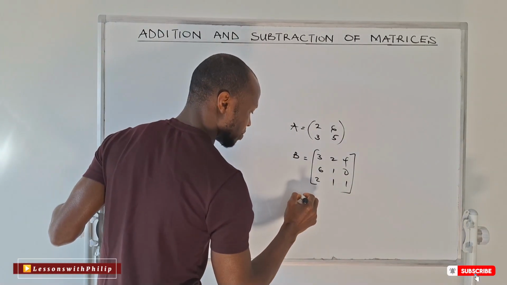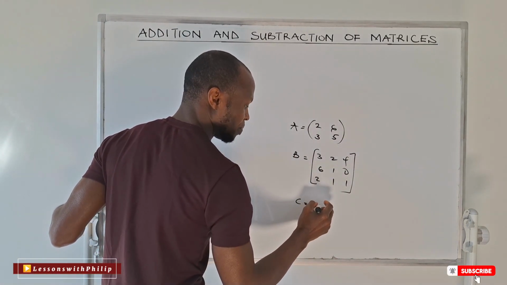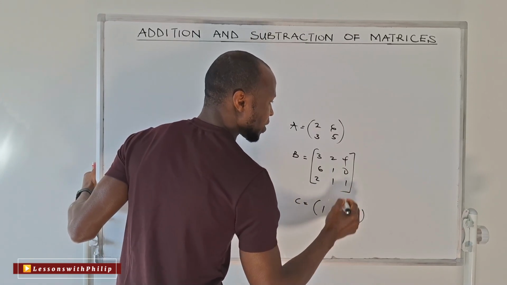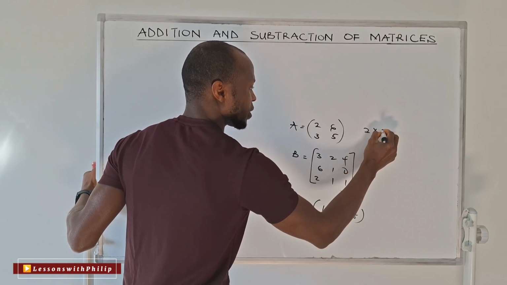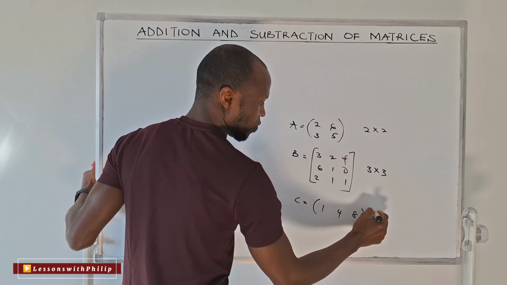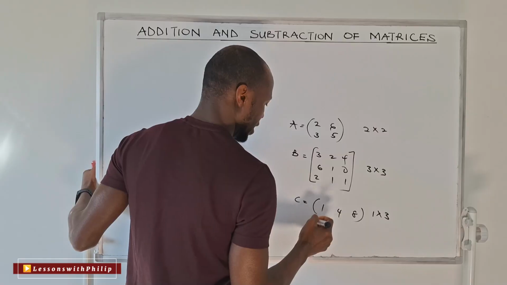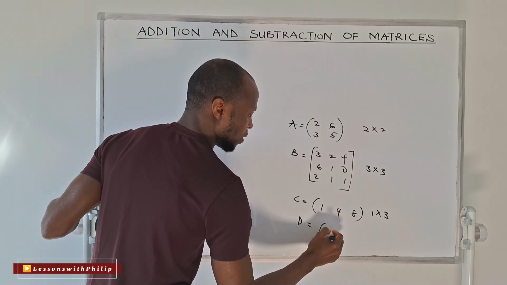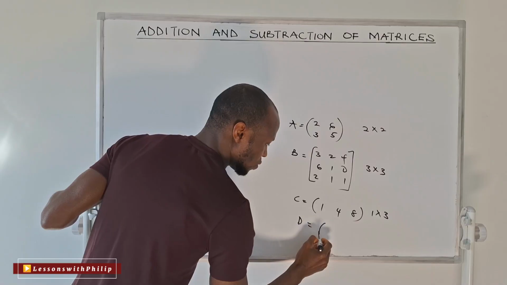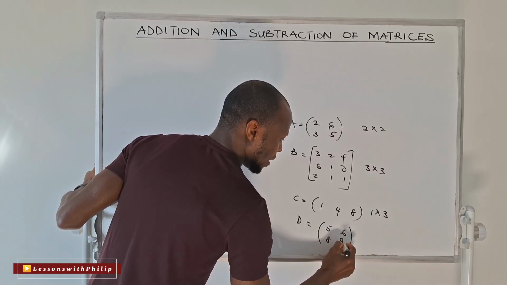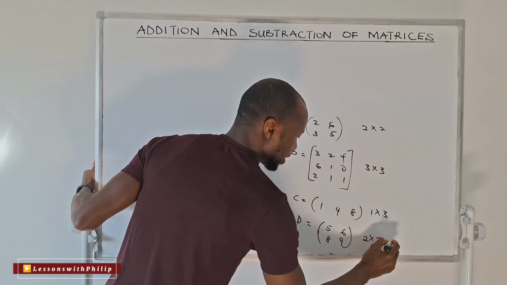Let's say I have another matrix, matrix C, which equals 1, 4, 8. This is a 2 by 2 matrix. This is a 3 by 3 matrix. And this is a 1 by 3 matrix. Let's say I have another matrix, matrix D, equals 5, 6, 8, 9. This is also a 2 by 2 matrix.